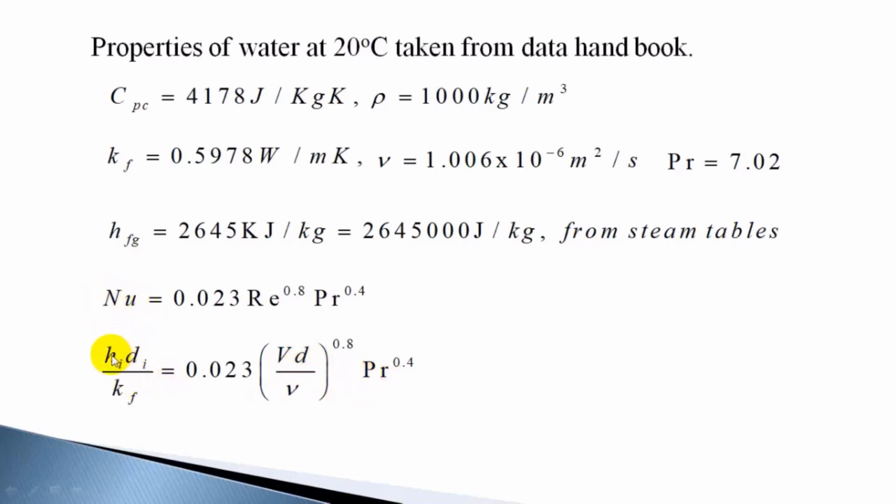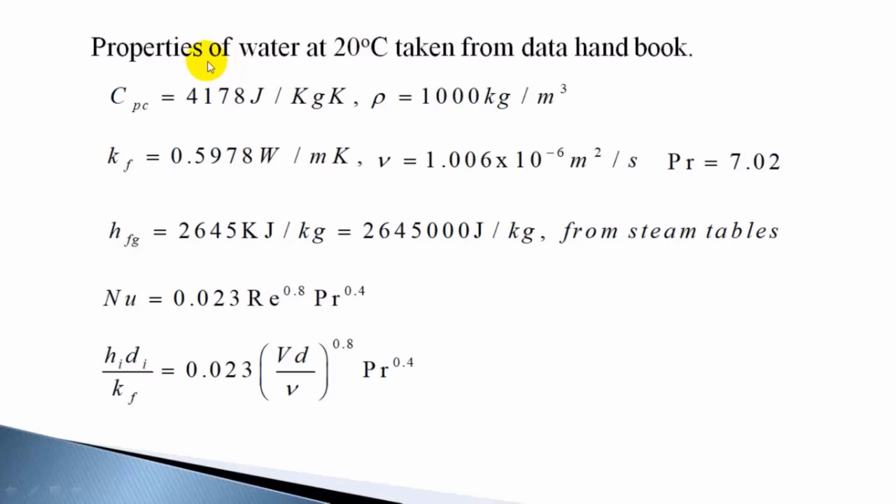Here the Nusselt number is hL by k. L is the characteristic length, which in this case is the diameter itself, so the inside diameter. And k is the thermal conductivity of the fluid, not the thermal conductivity of the pipe material. Here water is flowing inside the pipe, so the thermal conductivity of water at the given temperature of 20 degrees centigrade you need to get from the data handbook.